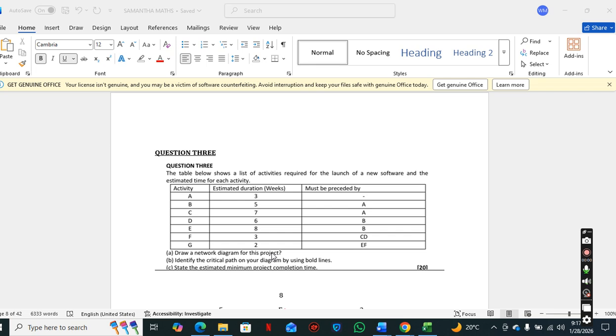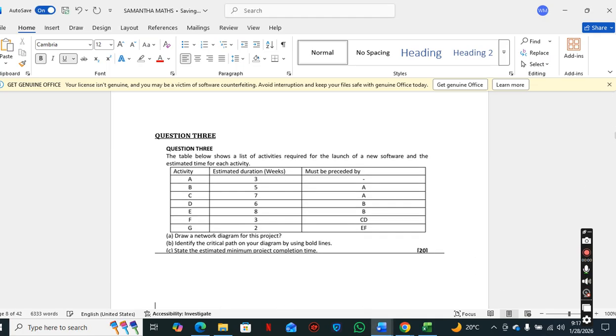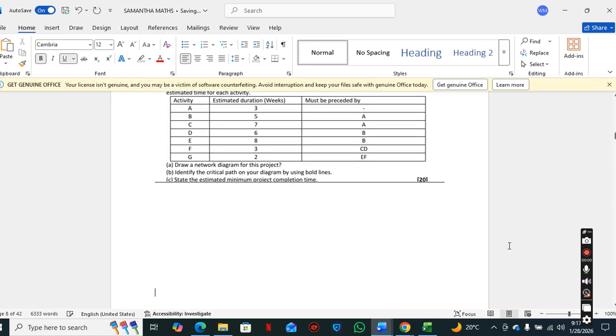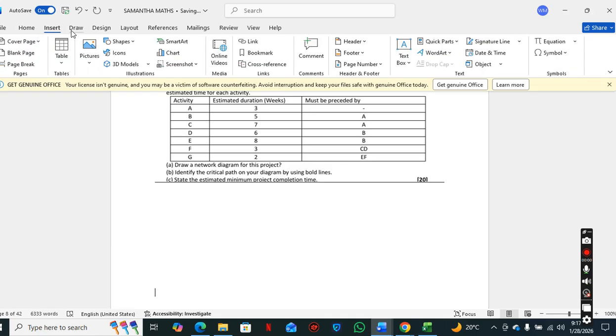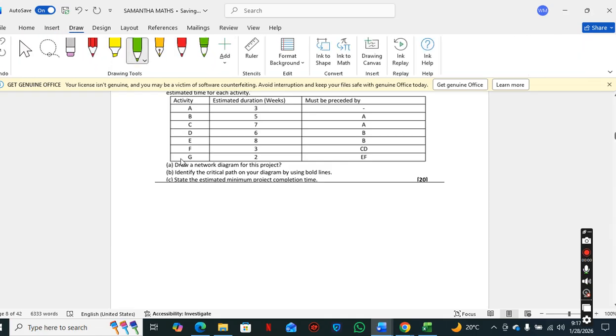A network diagram is just like a roadmap for any project. We need to follow what is being said here. So you start with activity A, estimated time 3 weeks. Above the activity you put the estimated time, so 3 weeks. So we've got activity A, which is taking 3 weeks.